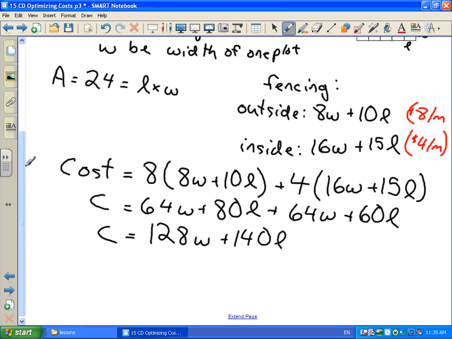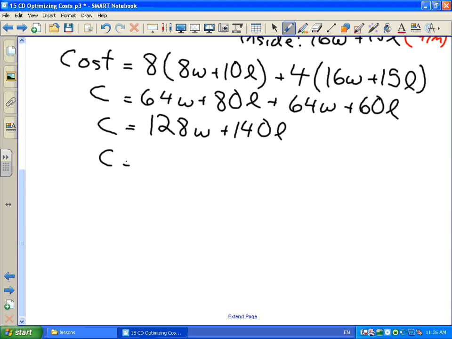So we use our relationship between length and width and the area that we got up here. So what I am going to do is take this relationship and figure out what my width is in terms of my length. Let's see, divide through by L, 24 divided by L. Now I'm going to plug this down into my cost function to get a function of 1 variable. So width is 24 divided by L. And there is the cost function that I can hopefully take the derivative of.